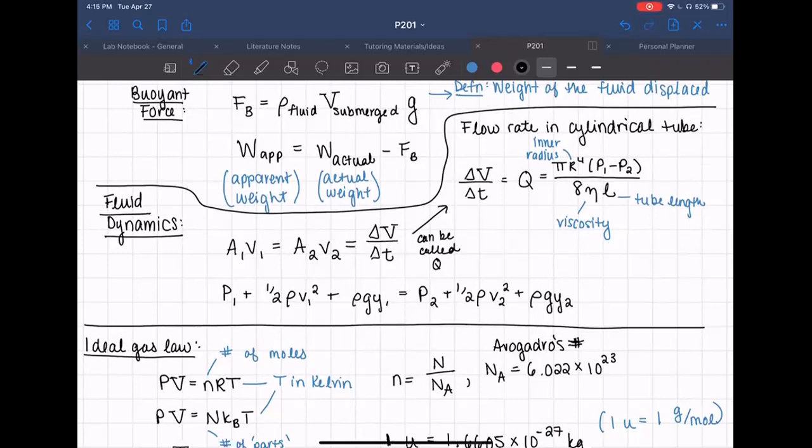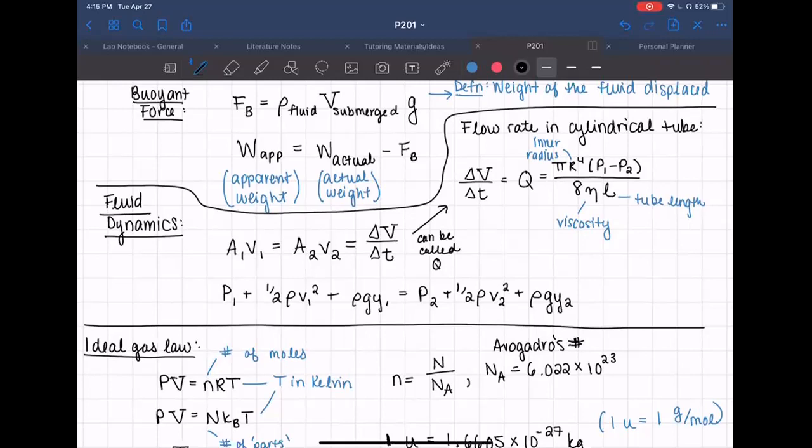This always causes me distress. They sometimes call that volume flow rate, change in volume over change in time, Q. But on the next page, we're going to have a ton of Q's all over the place, which means heat. So really the only place that it gets called Q in your book is when they talk specifically about that French guy's name that I don't remember, but this is his equation. That's for the flow rate in a cylindrical tube.